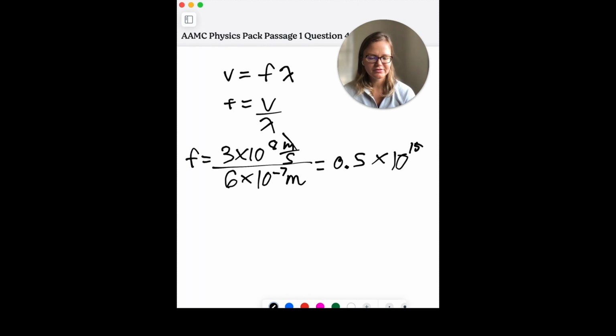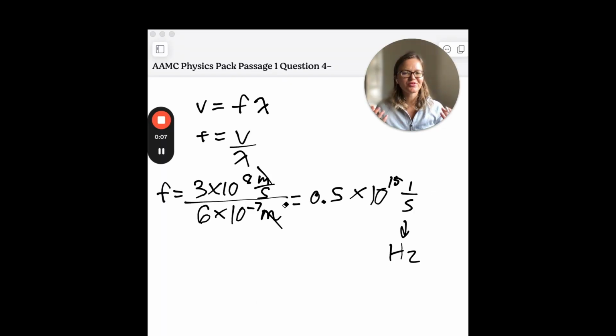And then, of course, our meters are going to cancel out, and so we get 10 to the 15th, 1 over seconds. Remember, that's the definition of hertz, is 1 divided by seconds, or seconds inverse. So we could just go ahead and replace this. This is the same thing as hertz. Hertz measures frequency, or cycles per second. So 1 hertz means that 1 cycle of an event happens in 1 second. So that's why our units for hertz are just going to be 1 divided by seconds. So whereas our SI unit for length is the meter, our SI unit for frequency is hertz.